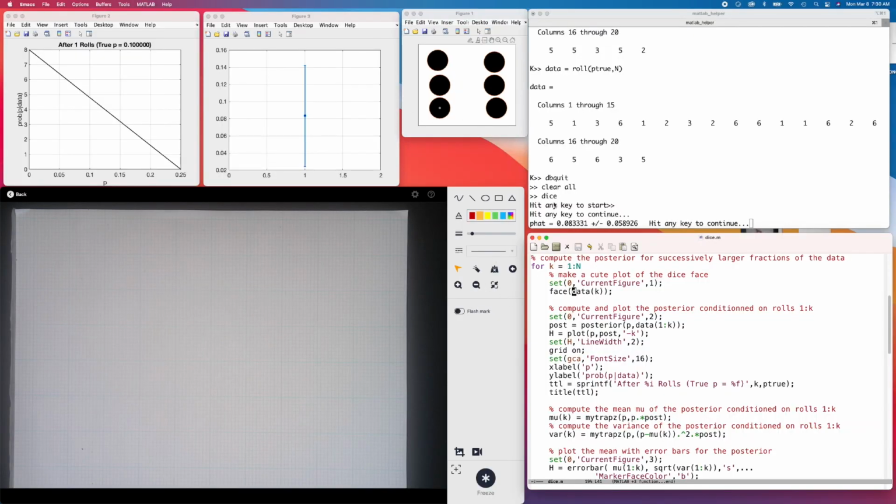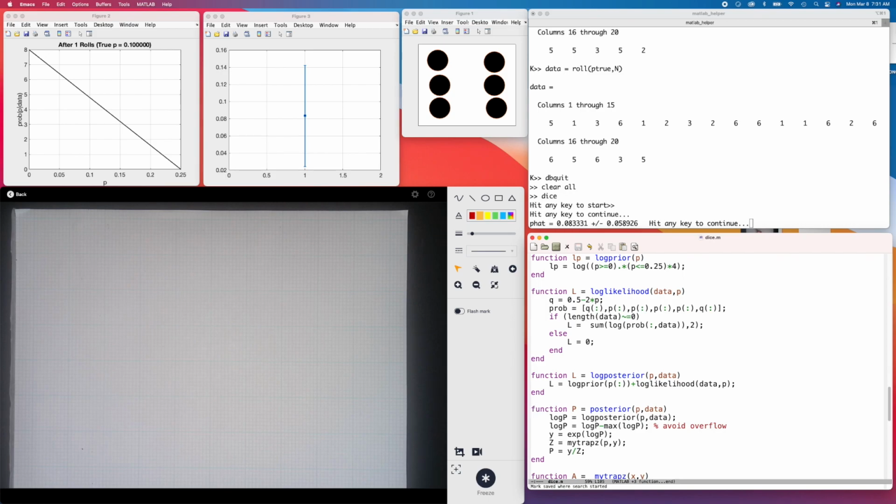There's just a switch, and if the dice is 1, then it plots 1 circle in the middle, and if it's 2, it plots 2 diagonally, and if it's 3, it plots 3, 4, and then 5, the usual faces. It just makes the marker size very big so that they're easier to see. Okay, so let's look at the function posterior. Everything follows from there.